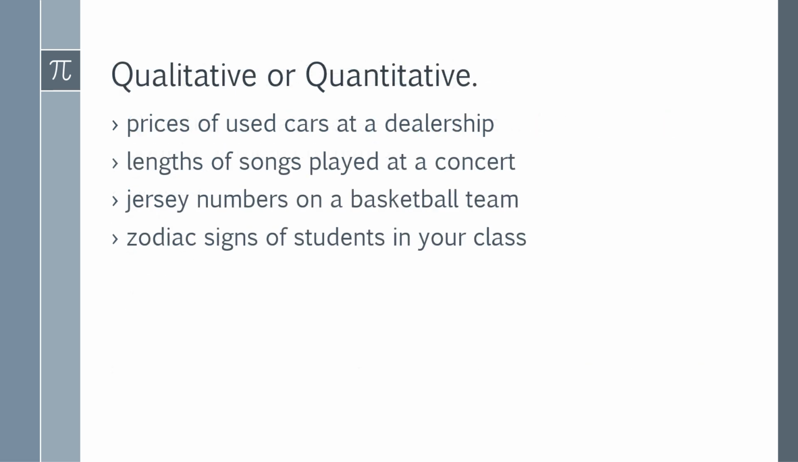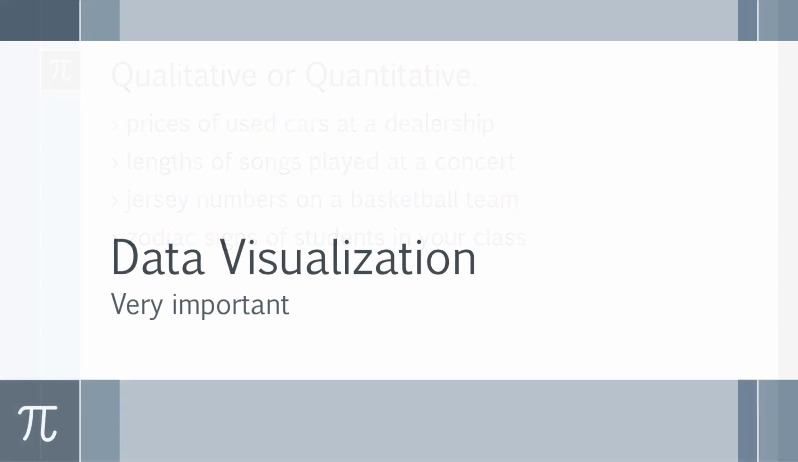All right, qualitative or quantitative. So remember, qualitative is dealing with categories. Quantitative, quantity, dealing with numbers. So go through these and decide which one is which. Again, we did this already, so you go through it trying to figure that out.